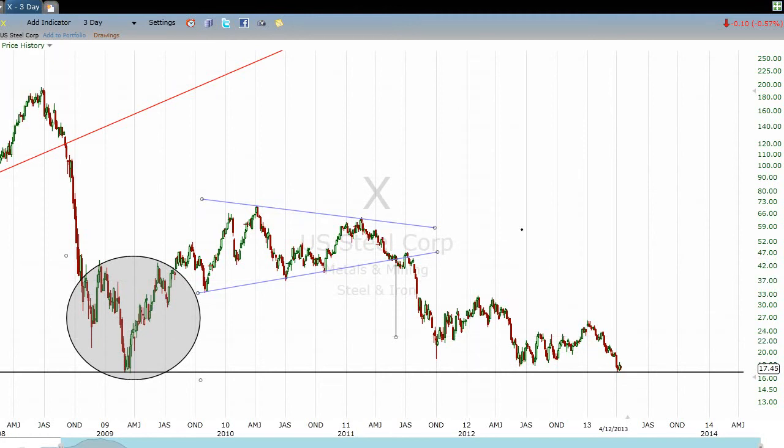Now that's minimum. In the case of U.S. Steel, it did more than that. It sold off more than that. But now, so that's an interesting pattern we have right there.